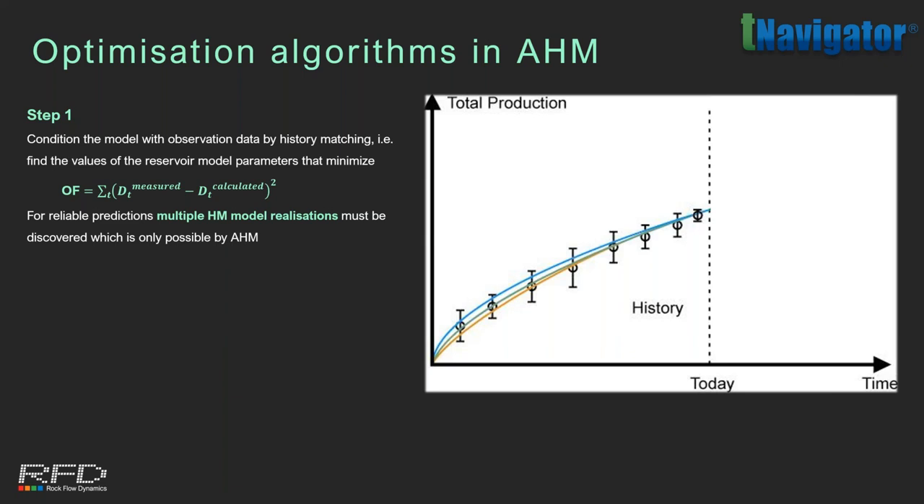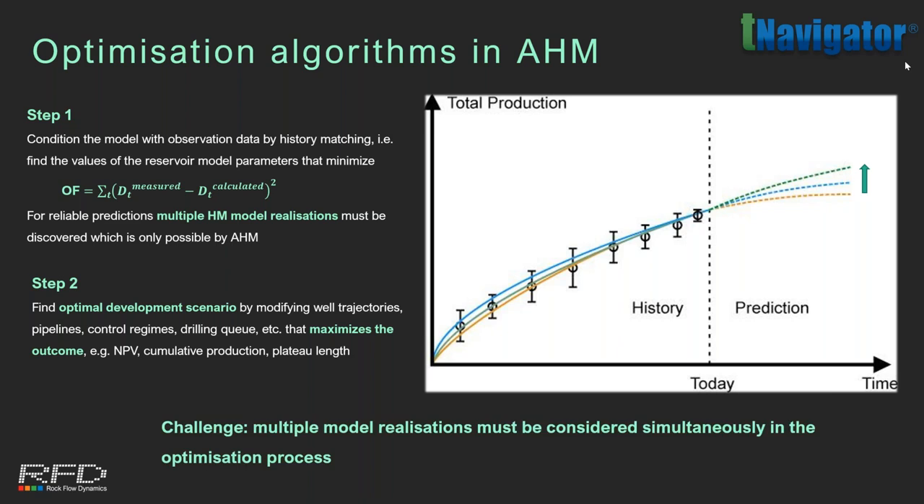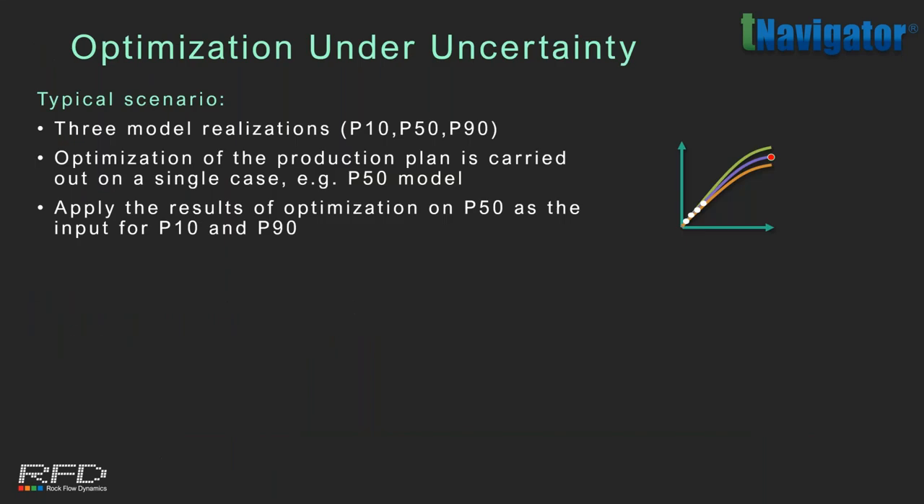So for the latter case, when we have production history, step one would be obtaining multiple models that match the production history. And then we move to prediction, and ideally we would like to maximize this range. So we would like to move all these models higher to get the maximum oil recovery or maximum NPV. And the challenge here, and this is actually the challenge for all uncertainty packages and history matching packages, is that in that case, we actually have to work with all these base models. We have to optimize them somehow simultaneously. And to the best of our knowledge, it hasn't been done in any commercial packages before.